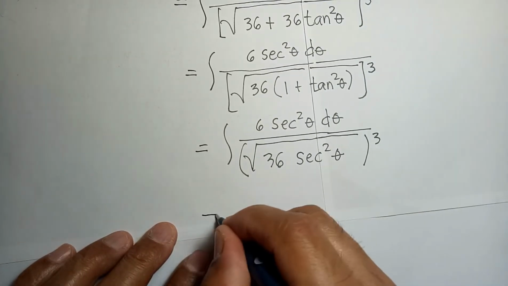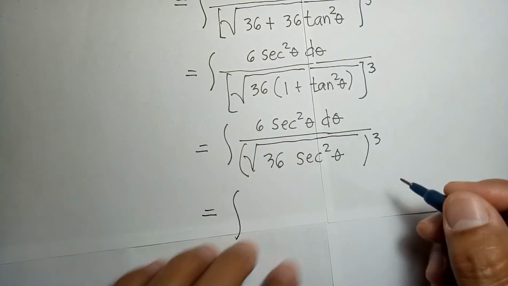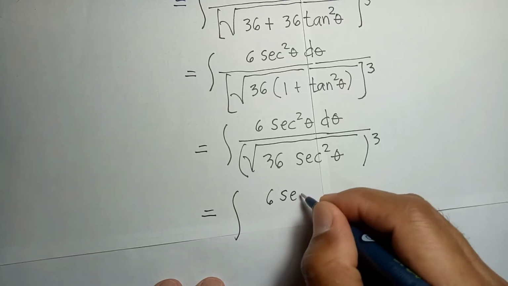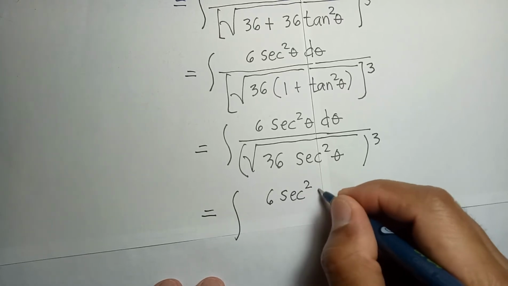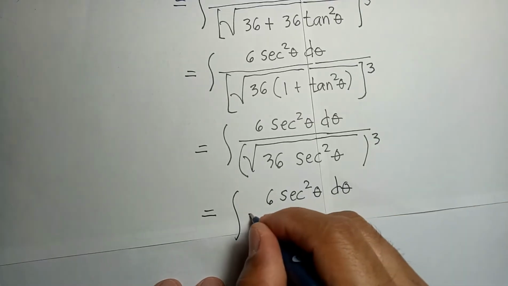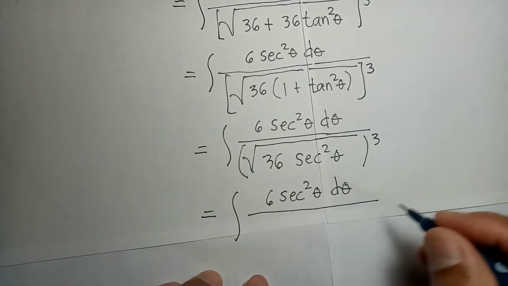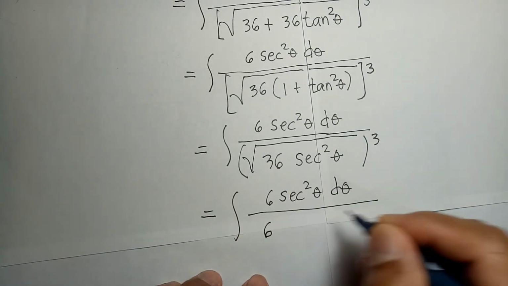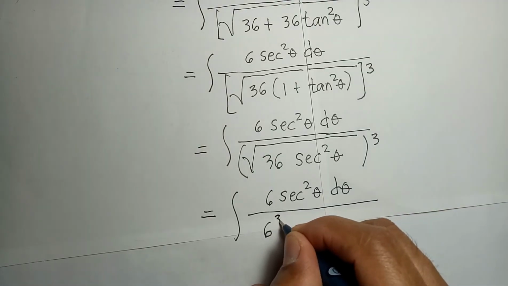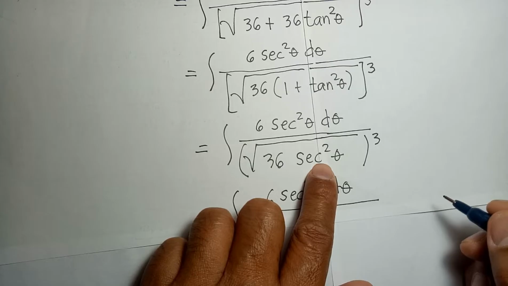So, magkakaroon tayo ng integral of, so, sulat lang ulit natin yung numerator, 6 secant squared of theta d theta, divided by, so, square root ng 36 ay 6. Tapos, naka-raise siya sa 3. Kaya, re-raise natin to sa 3. And then, square root of secant squared ay secant.